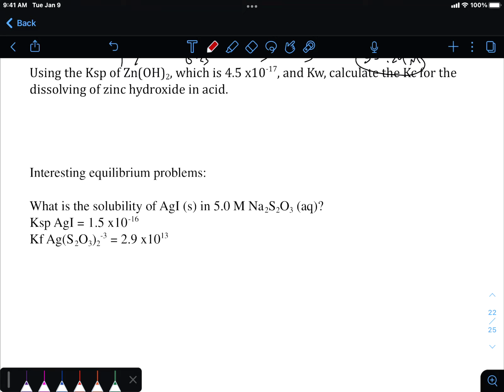Okay, so let's think about what it is that they gave us first, right? So they gave us the Ksp of zinc hydroxide. So we'll start by writing what that equation would look like. Right, Ksps always start with the dissolving process, right? So you have your solid on the left, you got your ions on the right, okay? And just as reference, just write it off to the side.